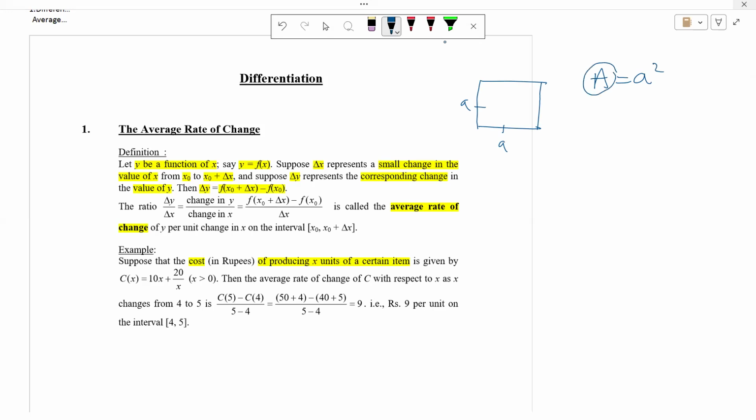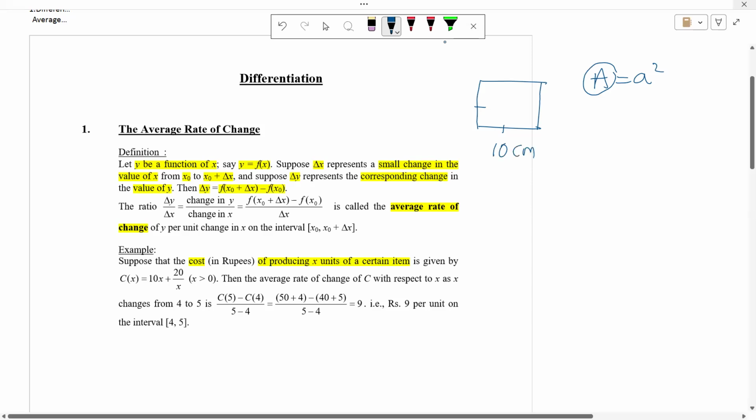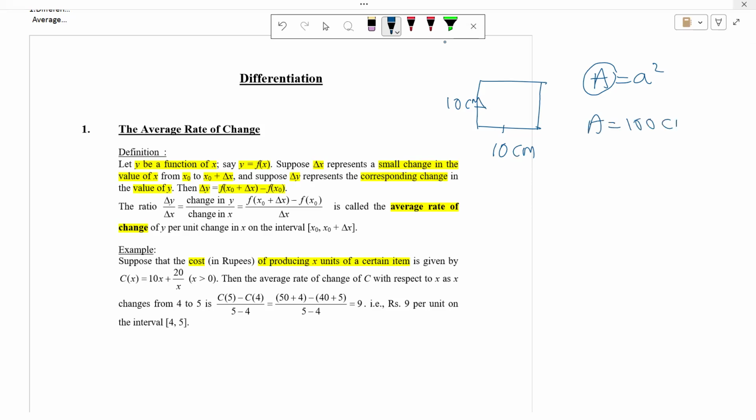Normally that is true, right? Let's say I'm creating a square with one side length of 10 centimeters. The area is 100 square centimeters. Now what will happen if I increase the length of this square by 1 centimeter? Because of that 1 centimeter, my area will change.